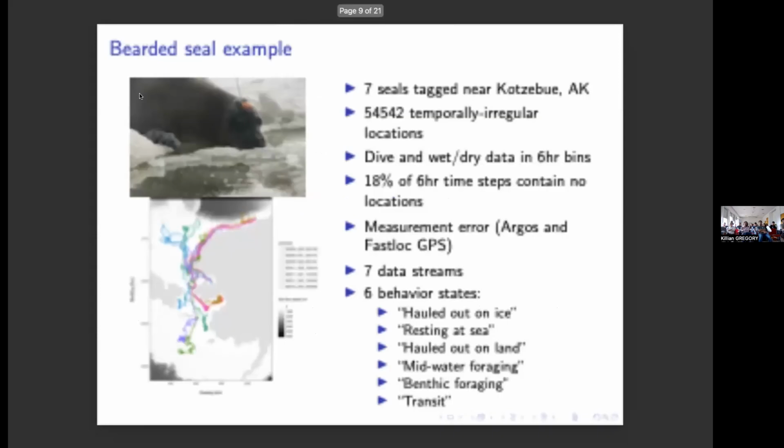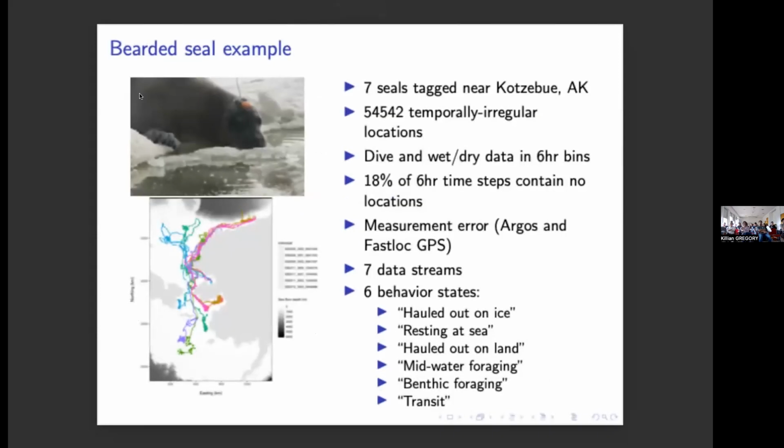So here's our bearded seal example. I think finally we got a picture of an animal here. You can see the tag there on its head. This is what the tracks look like. So we have 7 individuals, and this is Alaska.